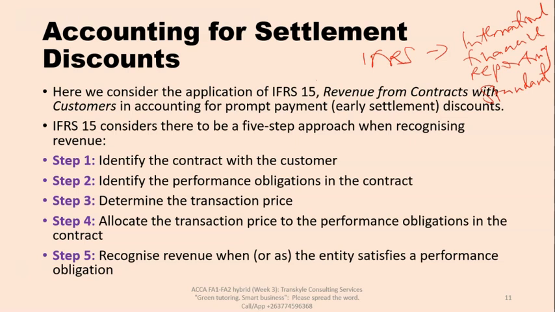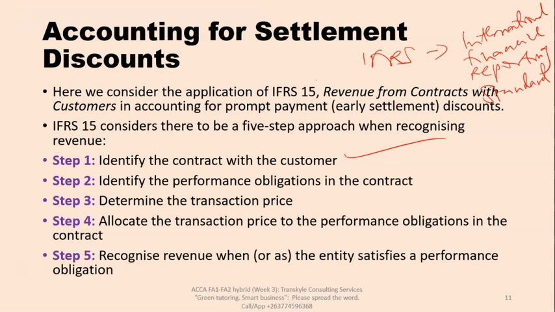Okay, so IFRS 15 considers there to be a 5-step approach when recognizing revenue. The first step is you have to identify the contract with the customer, all right, whether there is any contract or not. Otherwise, some of the business relationships might have some arrangements, but they are not actually going to be considered as contracts. They fall short of being a contract. Okay, so there should be a contract first. Remember, this contract can be verbal or written.